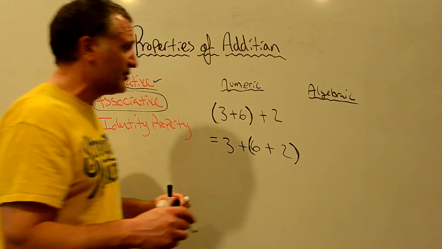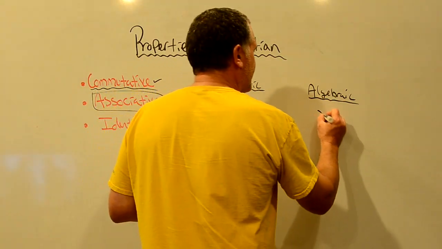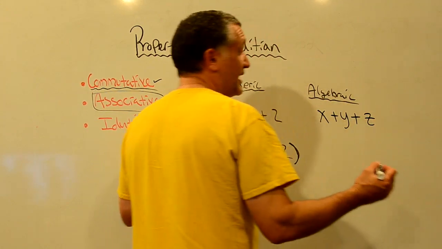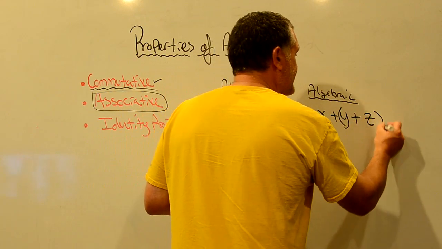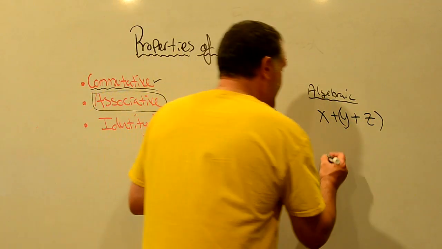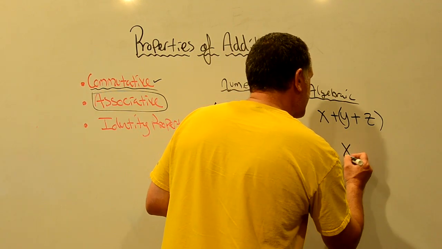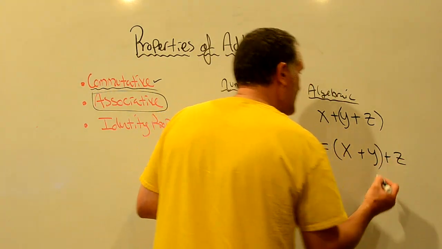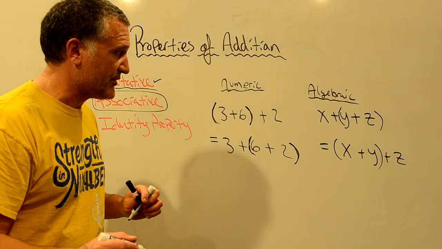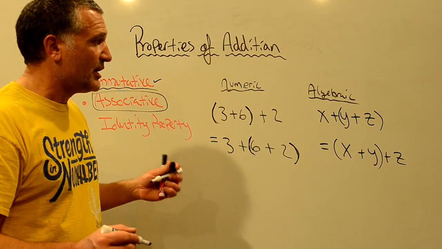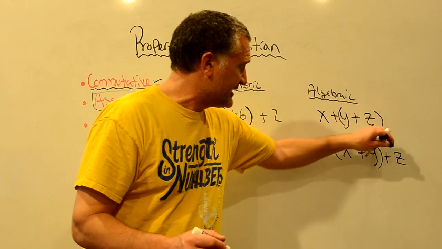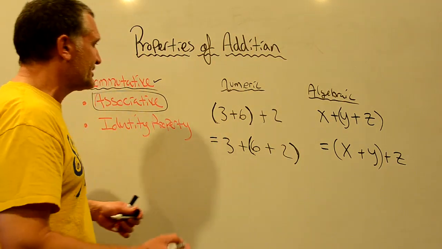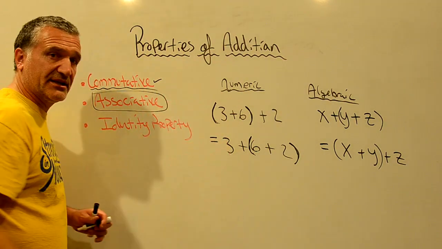As an algebraic example, perhaps I have x plus (y plus z), where y and z are grouped together. And that would be equivalent to (x plus y) plus z, where x and y are now grouped together. So what's changed in this? Well, the order hasn't changed. I still see x, y, and z. What's changed is the grouping. So again, these are examples of the associative property of addition.